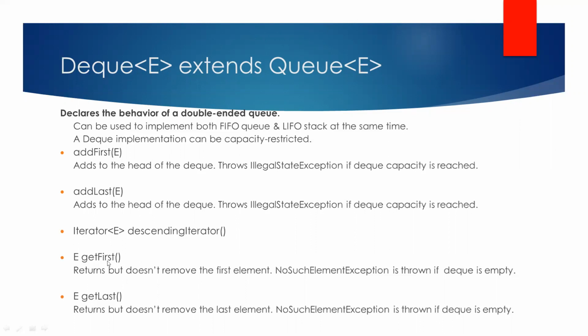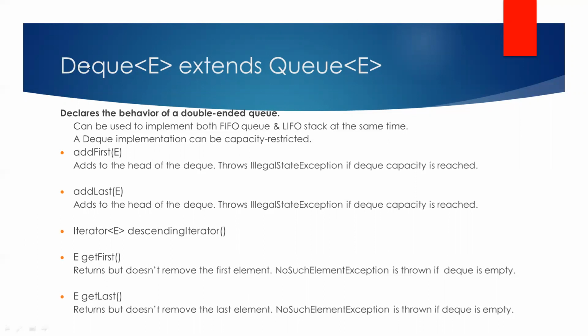After that, if you want to get the element from the DQ, then you can use the method getFirst. It returns the value, but it doesn't remove the value. getFirst means you will get only the object available at the first position, but it will not remove the element. removeFirst removes the first element.